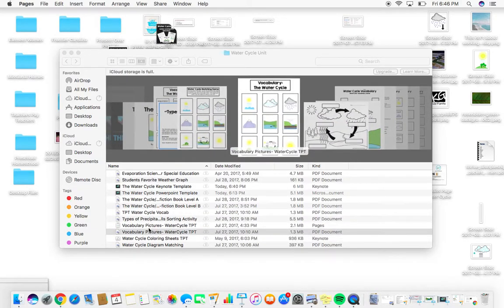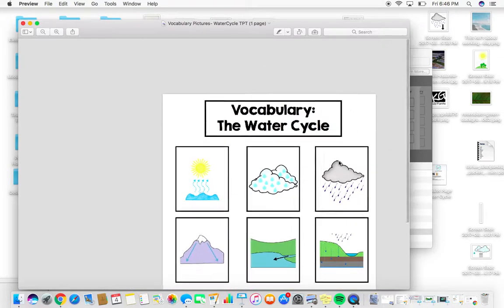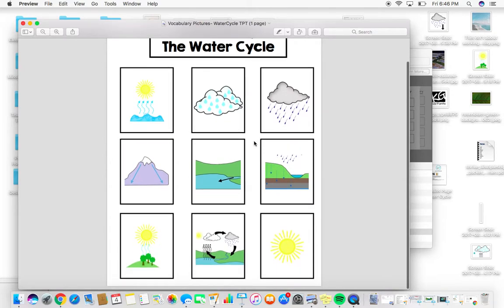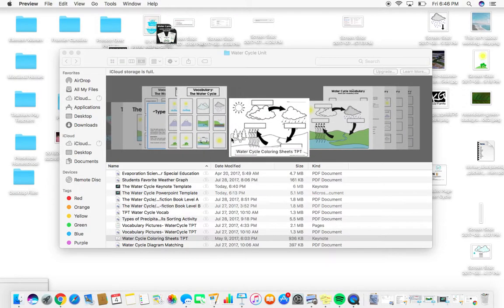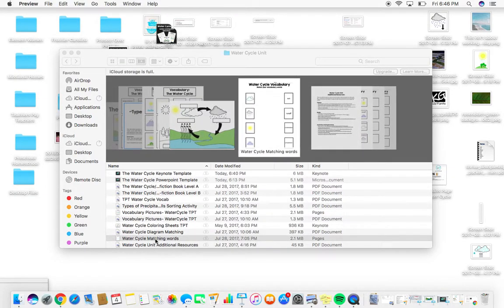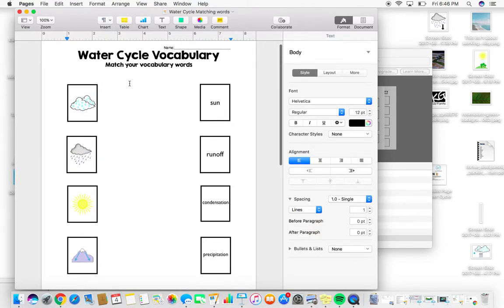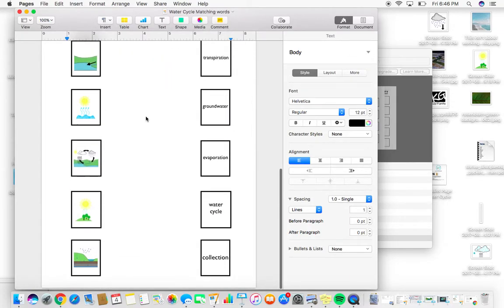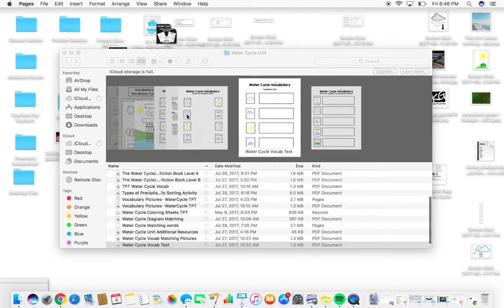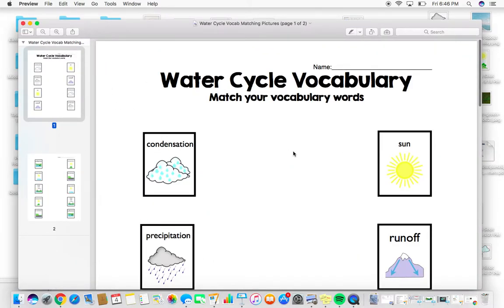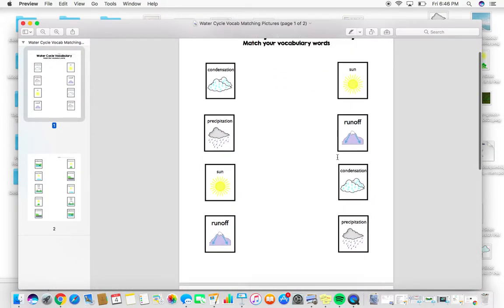I also include just a blank copy with the pictures. This way you can use this for testing if you want, flashcards, however you see fit to use them. For the vocabulary, you also have matching. So for students who are able to read, they can match up the picture symbol with the word on this. If that's a little hard for your kiddos or some of them, you can use this level where you're just matching the pictures that already have the words.